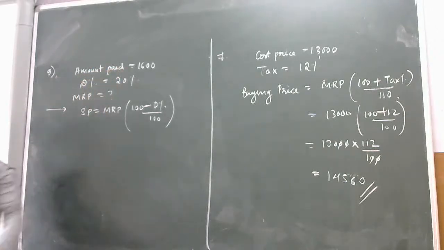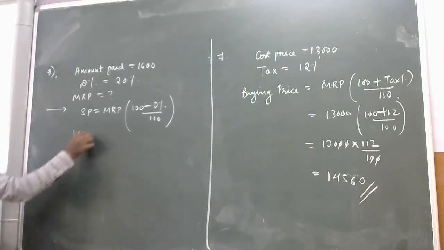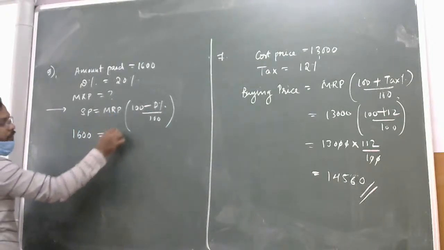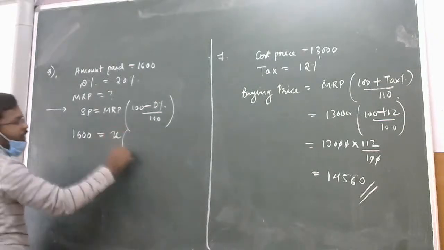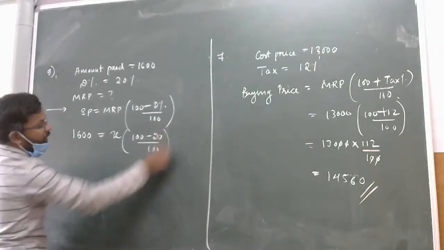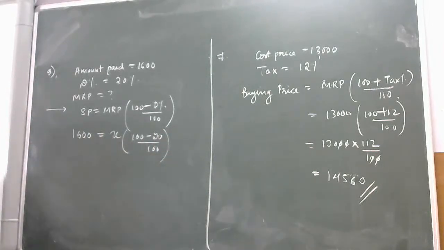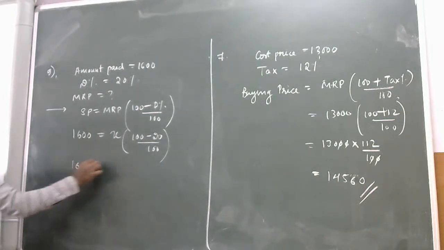Amount paid, that means he is buying at 1,600. For a shopkeeper that is the selling price. So 1,600 is equal to MRP, which we don't know, take it as X, into 100 minus 20 divided by 100. You have to find the value of X, so send these things to the other side. How much will you get? 2,000 rupees.